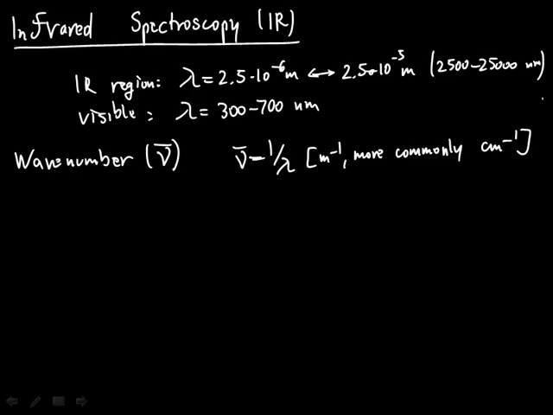Now, while energy is inversely proportional to lambda, the higher your lambda, the lower your energy, it's directly proportional to the wave number. So the higher the wave number, the higher the energy. And so then the IR spectrum region transforms into 400 to 4,000 centimeters to the minus first. And this is what you'll often see pretty much in all IR spectra that you'll see in this slide.